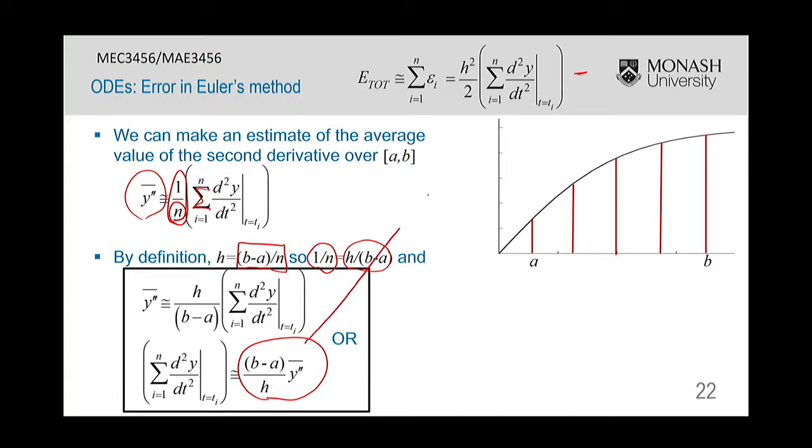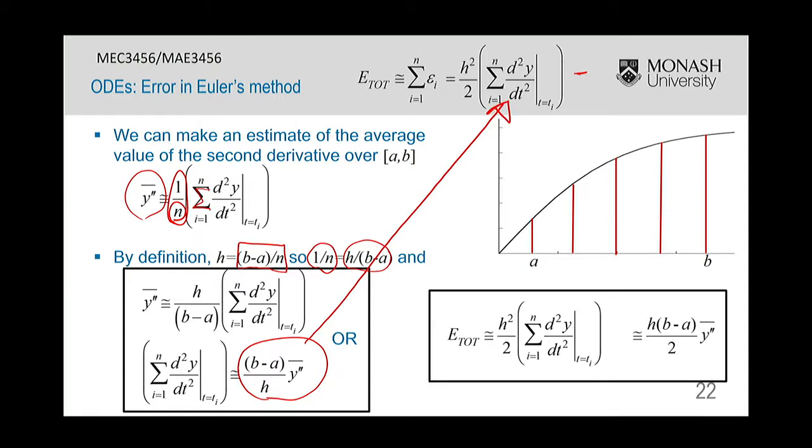So we can put this into our expression for the total error, as we do down here, and show that the total error is approximately equal to h times b minus a on 2 times the average value of the second derivative. So what this says is a few different things. Whatever the step size is, the error is going to scale linearly with the step size h. B minus a, provided those two things are fixed, they're not going to change the way in which the error scales, and the average value of the second derivative over a particular interval isn't really going to change either. So the error only scales with the step size h.